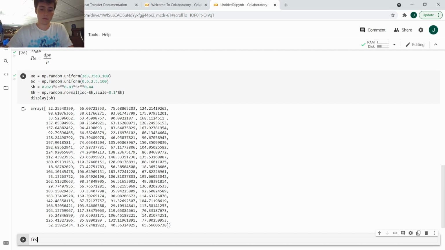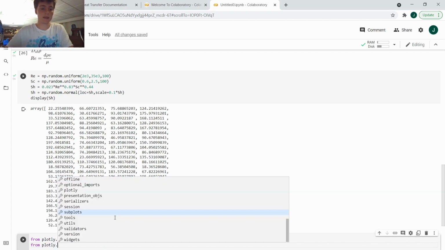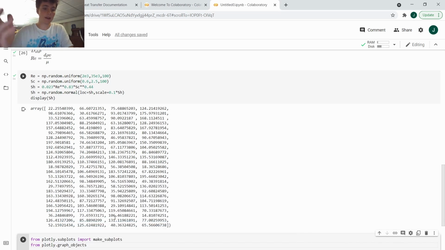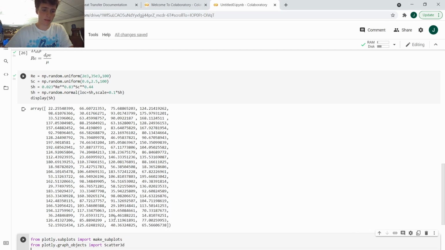So we want to do from Plotly the subplots module, import make_subplots, since we're going to want to make our own subplot. And then on this subplot we're going to want to add a 3D scatter plot. That's located in Plotly's module graph objects. So we're going to add a graph object to our subplot, and we're going to make a 3D scatter plot, just like that.